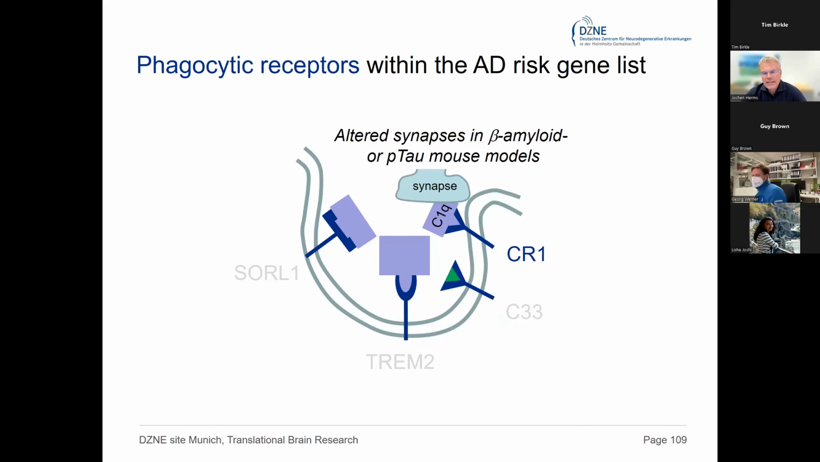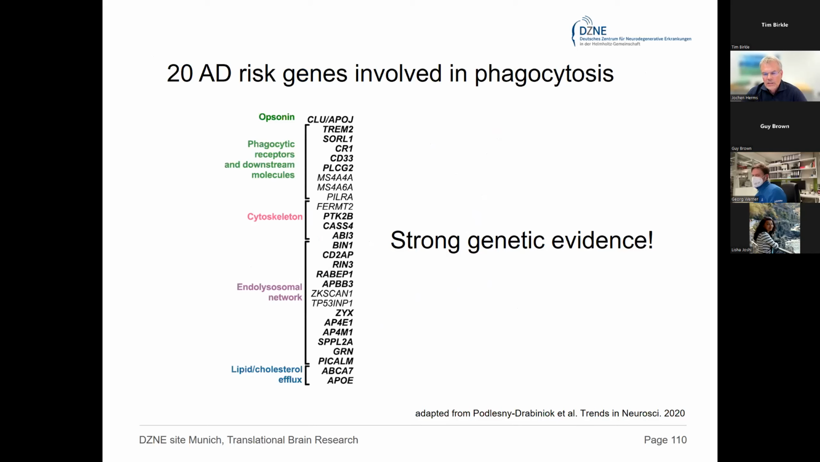So the idea is that altered synapses in a beta amyloid mouse or in a phospho-tau mouse get decorated with C1q and activate the CR1 receptor, which then induces phagocytosis of these altered synapses. So I think there are a lot of genes. I showed you some where it's very obvious that they play an important role in Alzheimer's disease, but I won't talk about all the other genes. You will find them in this paper, which I have cited here.